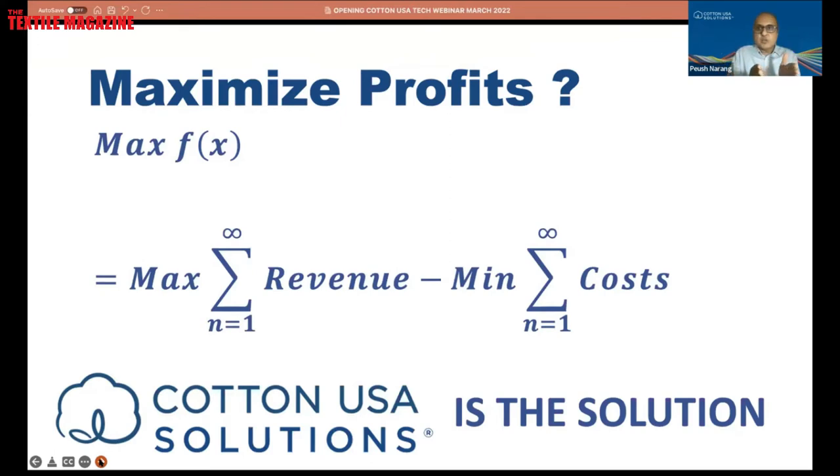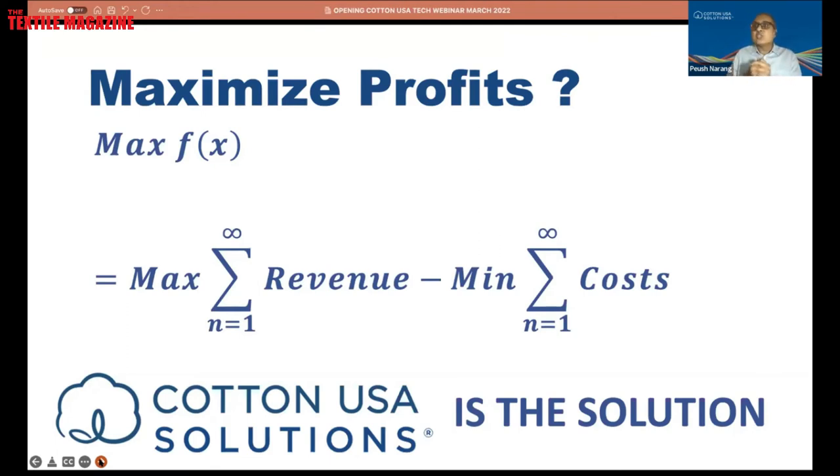It's maximizing the revenue and then minimizing your cost. All of us who are engaged in our working day-to-day activities are either engaged in maximizing the revenues, or we have to see how we can reduce the cost. But when you look at the factors, there can be infinite factors that you can actually improve your revenue or decrease your cost. So that is what our Cotton USA Solutions team is looking towards.